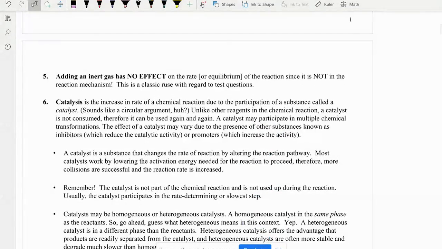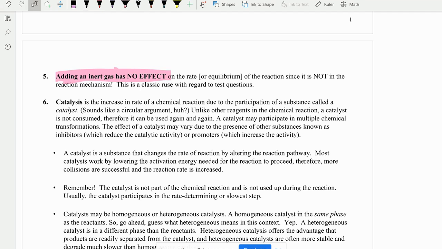Okay, they like to trick you on this one. There's a classic ruse here when they ask questions on the AP test. They're going to ask, what would adding a gas do to affect the rate of a reaction? And I'm going to tell you right now that when you add an inert gas, it's going to have absolutely no effect on the rate. And then you might be thinking to yourself, well, why do I care? Well, oftentimes we do incorporate inert gases into chemical reactions as needed in part of the reaction mechanism. But overall, inert gases will have no effect on the rate.